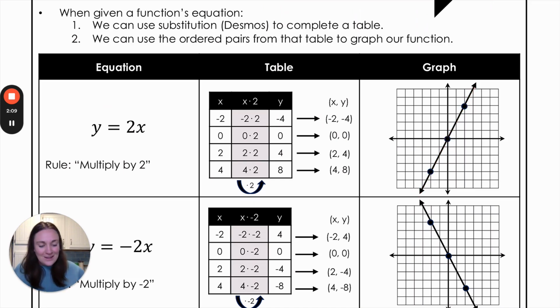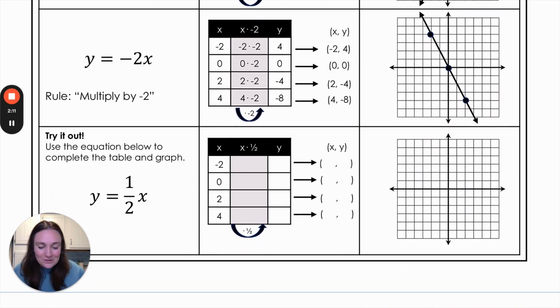Another example of a function, let's say that we have a -2 instead. Again, anytime I've got a number and variable right next to each other, they're always multiplying. So our rule for this second function would be to multiply by -2. If I take those same numbers as before, -2, but this time multiply by -2, -2 times -2 gives us +4. 0 times anything is still going to be 0. Our 2 gives us -4, and our 4 gives us -8.